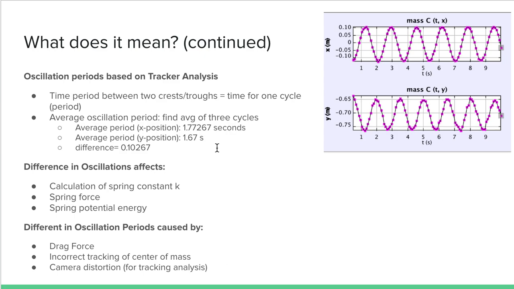The difference in oscillation periods is caused by the drag force, incorrect tracking with center of mass, and the camera distortion for the Tracker analysis.